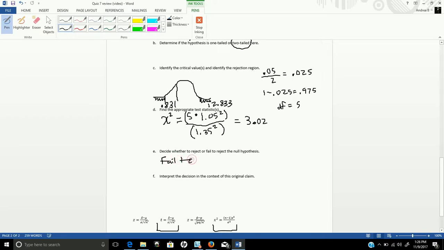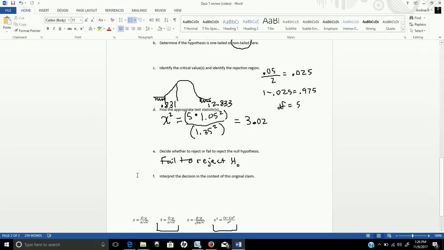So do not just write fail to reject. You need to state what it is that you're failing to reject. And if you want, once again, you can use your H0 symbol rather than writing out the null hypothesis. So we're failing to reject that once again because our test statistic was not within our rejection regions. And then the last part, once again, is to write out your interpretation.